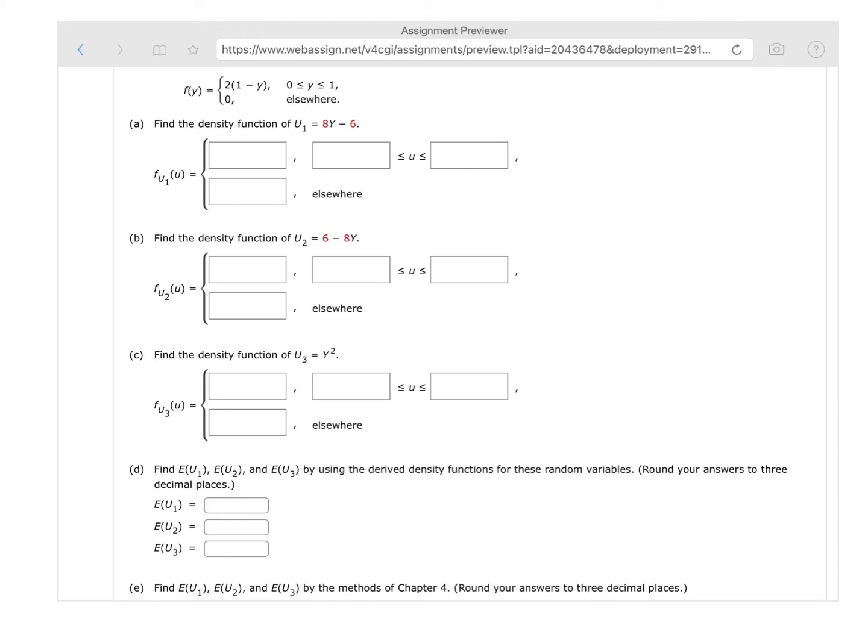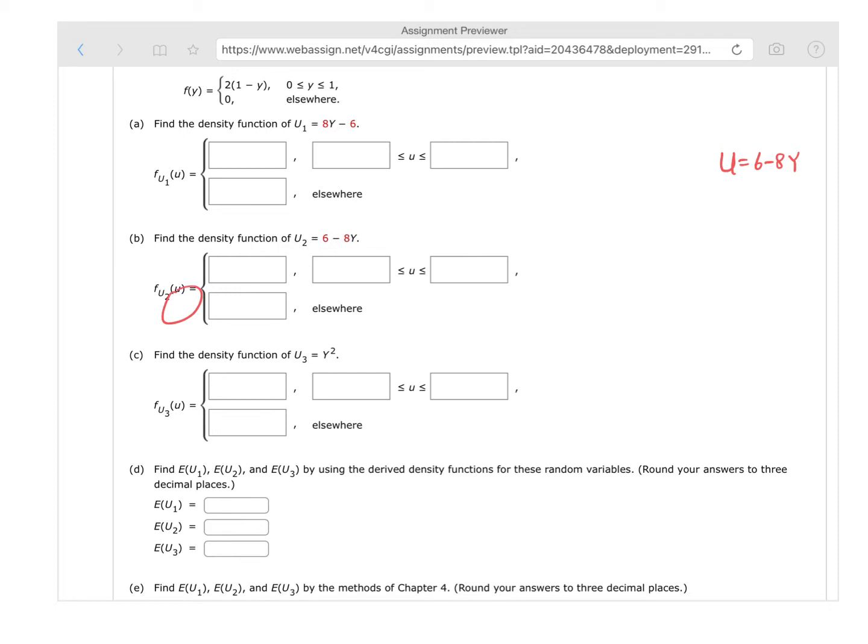Hi guys, I would like to give you some hints on this problem, part B. You are given the PDF of f, and you want to find the PDF of U2, which is 6 minus 8y. So let's first look at the supports. U is 6 minus 8y in this case. I'll just look at part B.